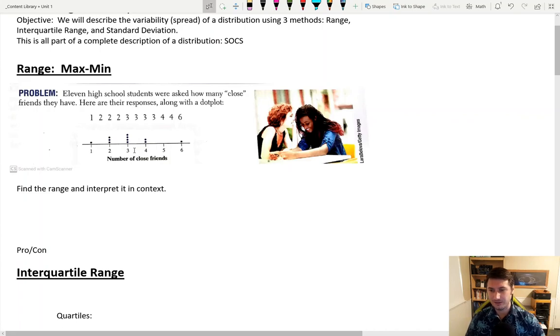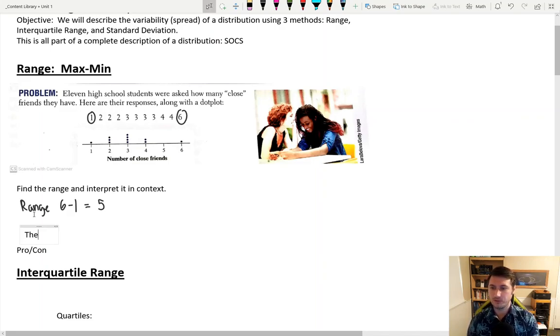What is the range? So we take the maximum, which is 6. So our range is 6 minus the minimum, which is 1. So our range here is 5. Now, you have to interpret that. So what does this mean?